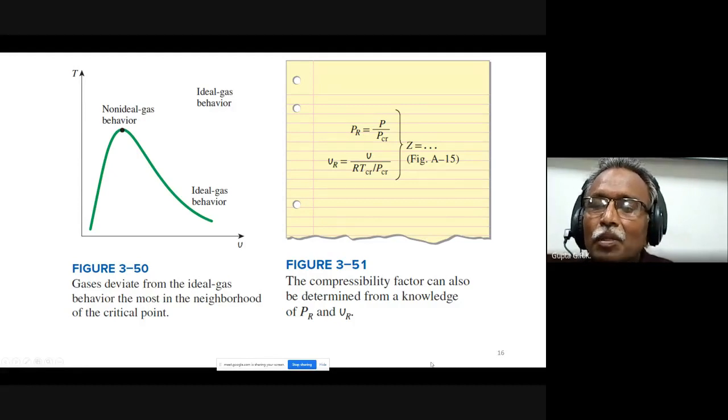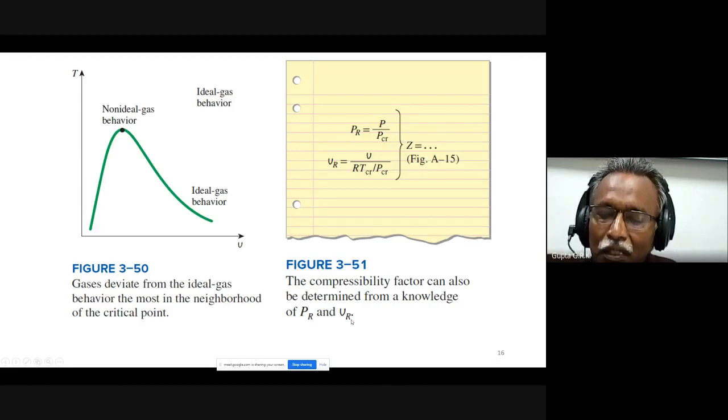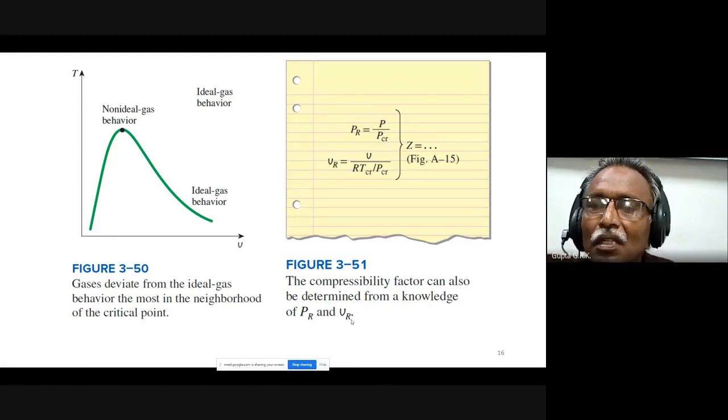So the compressibility factor can also be determined from the knowledge of P_R and v_R. I need not have P_R; v_R also is okay, because when two are known, the other one will be known.